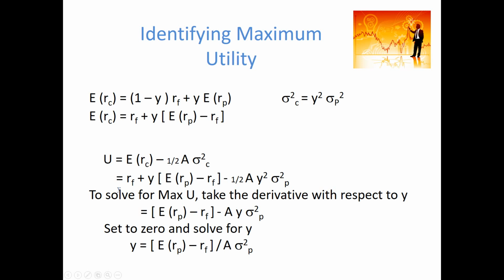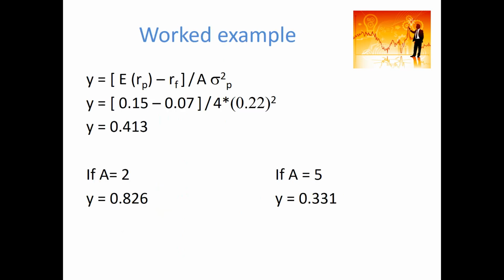So let's go about applying this formula using our information from before. In the example from before, we had an investor who had a coefficient of risk aversion of 4, and we know that the expected return of our risky portfolio is 15%, the risk-free rate was 7%, and the standard deviation was 22%. So we substitute this information in the formula for y, and we get that the asset allocation that maximizes the utility for this particular investor is investing 41.3% in the risky portfolio.